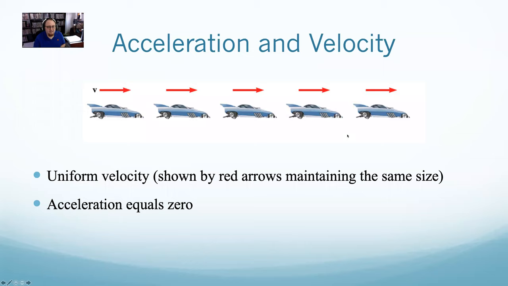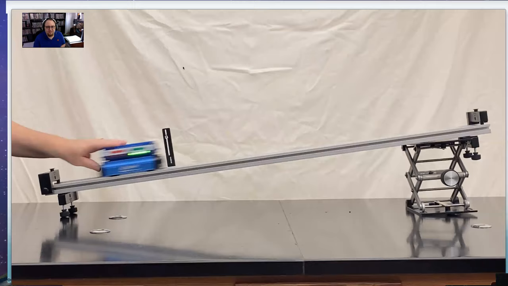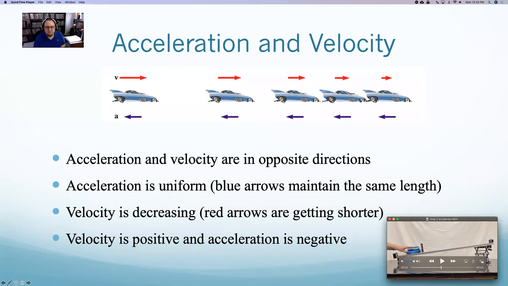If instead you have a change in velocity, the acceleration will be different depending on what's going on. If your acceleration and velocity are in opposite directions, that means you're slowing down. When this cart's going up the ramp, it has positive velocity. Its acceleration is down the ramp. It has negative acceleration. If they're in opposite directions, you are slowing down, like in the picture I have above.